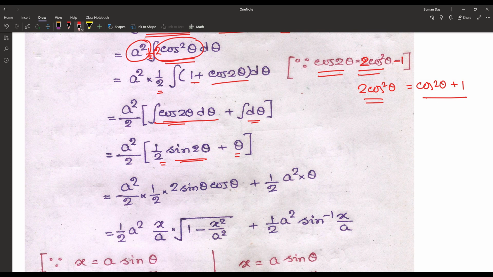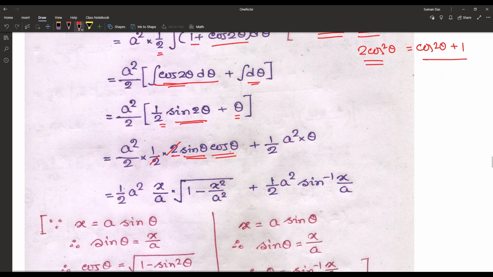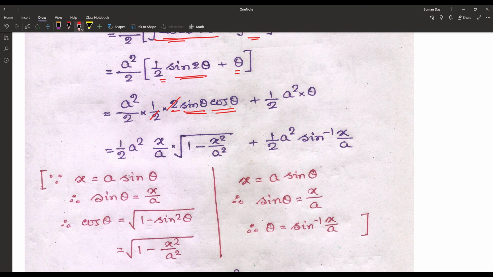So half of sine 2 theta can be written once again as sine theta cos theta, so we can omit that 2. Now, already we know x is equal to a sine theta, so sine theta is equal to x by a. So we are writing here x by a for sine theta.